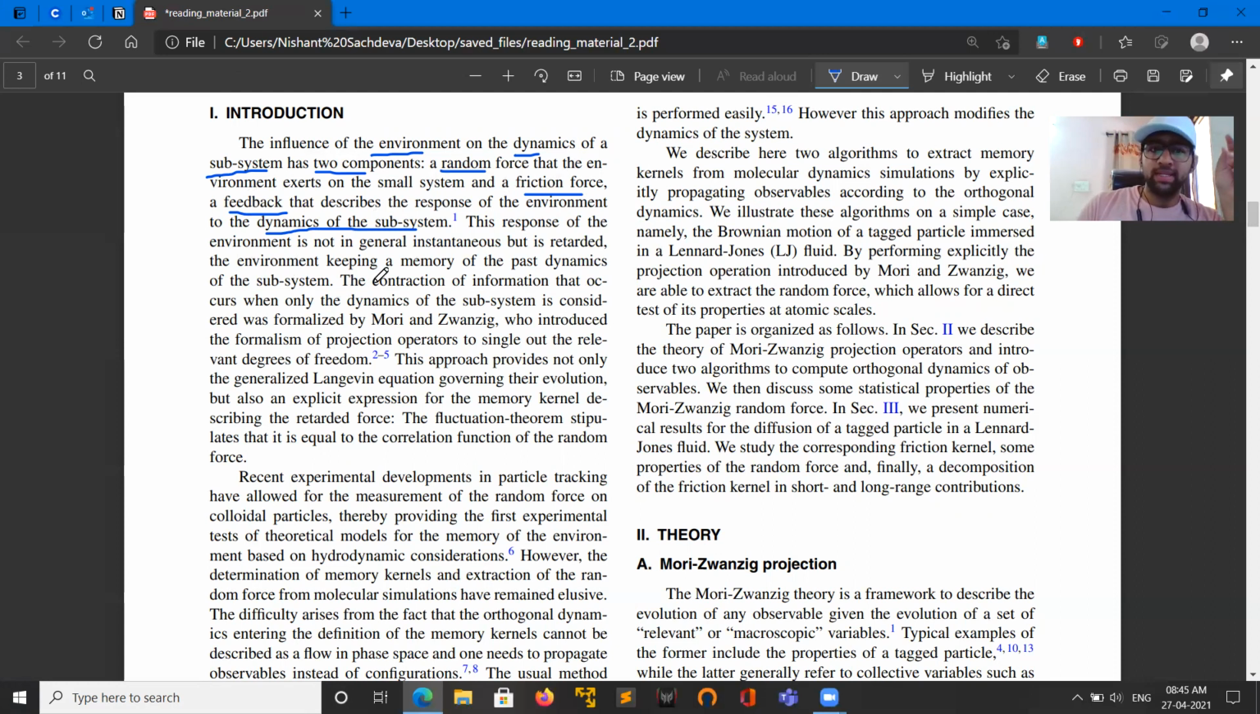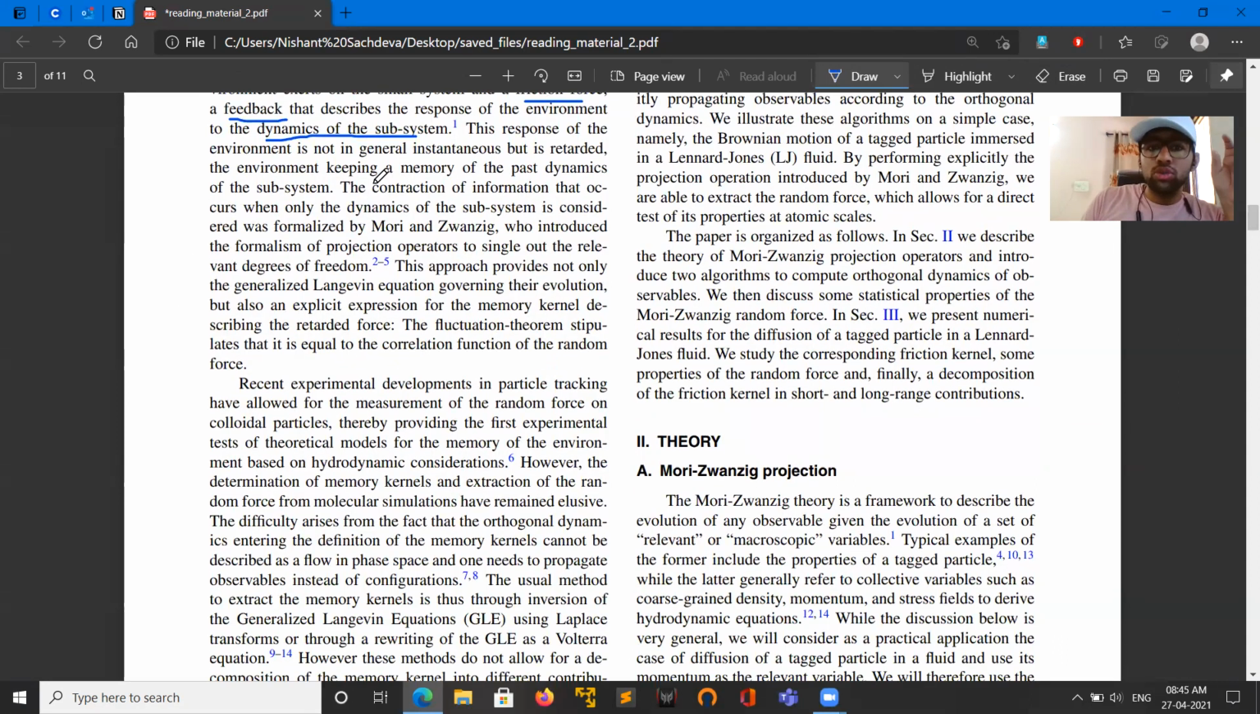Also, the environment is keeping a memory of the past dynamics. So whatever has happened so far will have an effect. It's not completely independent of the system's history, let's say. So the contraction of information that occurs when only the dynamics of the subsystem is considered. I think what they're saying is that the history of the system is not considered, only the current dynamics of the system are considered. This particular contraction of information, so basically we're losing information here, was formalized by Mori and Zwanzig.